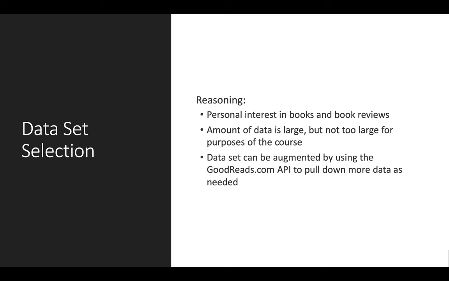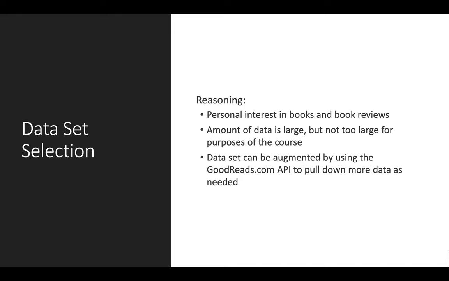But then, as a third bullet point suggests, this data set can also be augmented if needed. Because Goodreads has an API, I can use this to go and use the book IDs and go out and pull more information about the books and more information about the users and more information about the ratings and things like that. And so that's why I chose this particular data set.